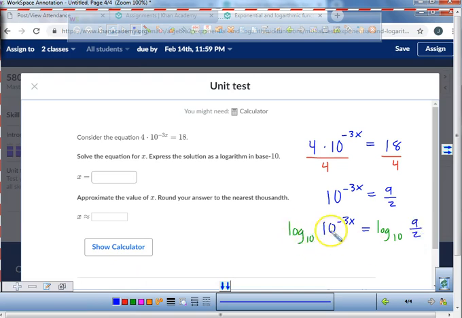Now the cool thing is, this just cancels 2 with 1. And all we have to do now is drop down that negative 3x. So if we use the power property and bring it in front, this just becomes a 1, and all we're left with is negative 3x equals, now I'm going to rewrite this as log of 9 over 2. I'm not going to write base 10 because with the common log, you automatically know that it's base 10.